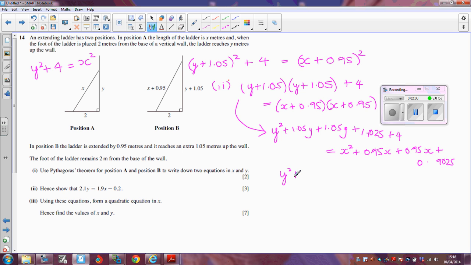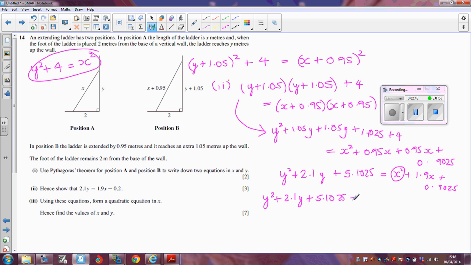The left hand side becomes y squared plus 2.1y, which is beginning to look good. There's a 2.1y there, plus, and if I add these two together, I get 5.1025, and that is equal to x squared plus 1.9x plus 0.9025. Okay, from the first equation though, over here, I've got y squared plus 4 is equal to x squared. So what I'm going to do is replace the x squared here with y squared plus 4. So the left-hand side here stays exactly the same, y squared plus 2.1y plus 5.1025 is equal to, now replacing the x squared with y squared plus 4, plus 1.9x plus 0.9025.